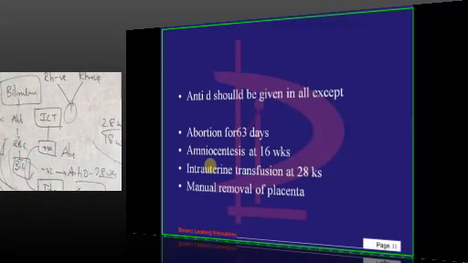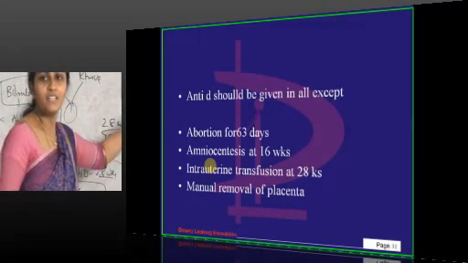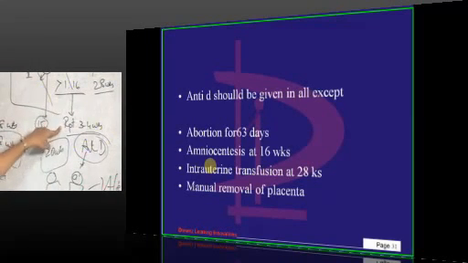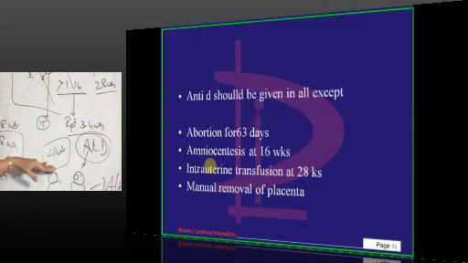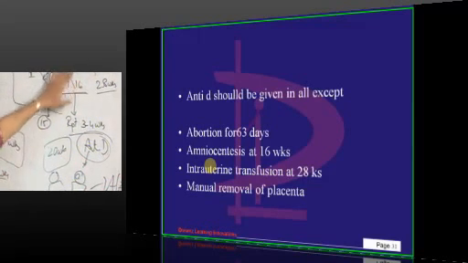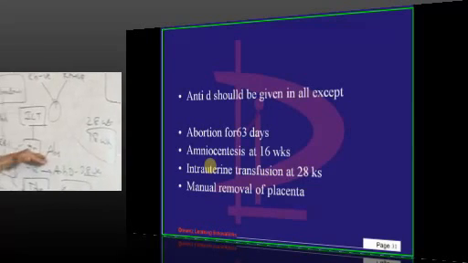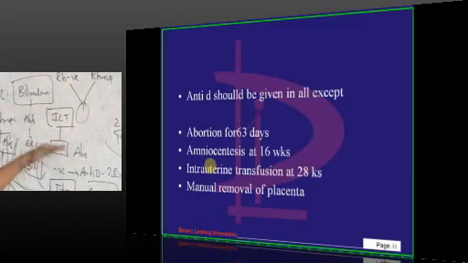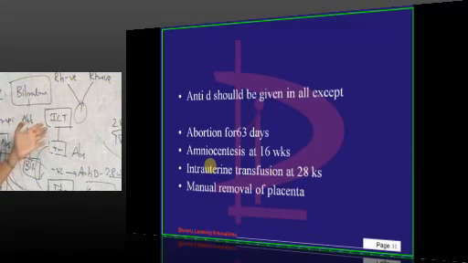Why not in intrauterine transfusion? When are we doing this entire process? The ICT is positive, so what am I going to do? I am going to measure the antibody titer, say 1:16, then go for amniocentesis and cordocentesis, measure bilirubin levels, and then divide into zones. Are we giving anti-D in this? No, because the ICT is already positive. Even if you give it, antibodies are already there, so no use. Is it clear? Just remember this chart.